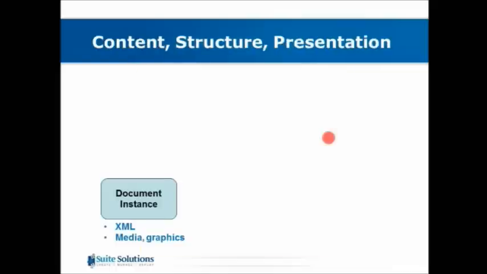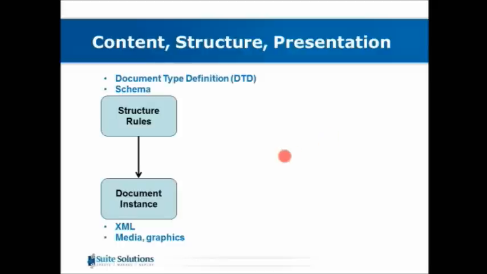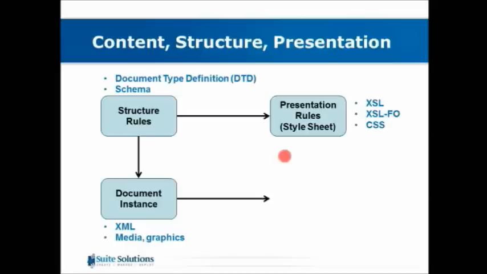Okay, so let's talk about how all this DTD and everything fits together. A document instance consists of an XML file and some graphics, media, whatever we have inside there. The structure rules, the DTD and the schema, inform what that document instance needs to look like: what tags need to be in there, what attributes need to be there, what order things need to be in. The structure rules inform the presentation rules, or what we call the style sheet.